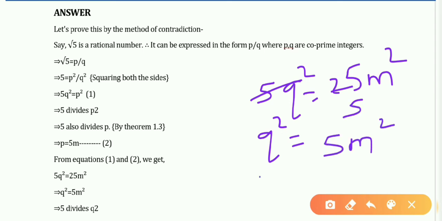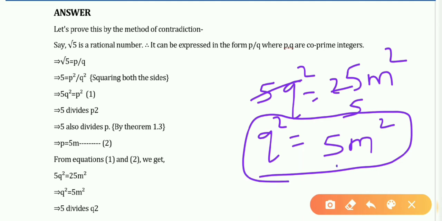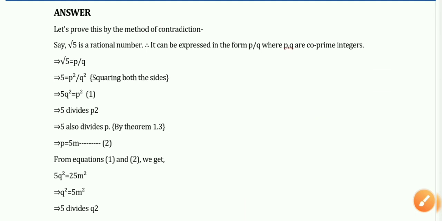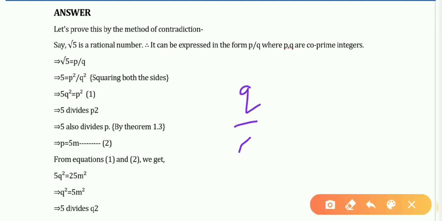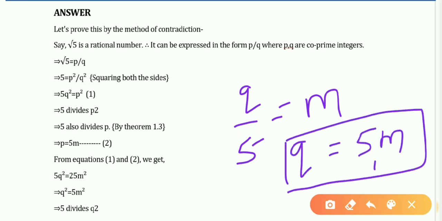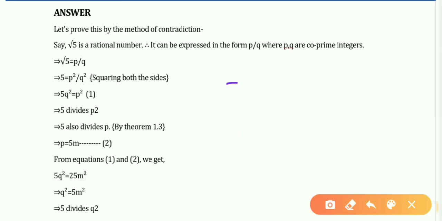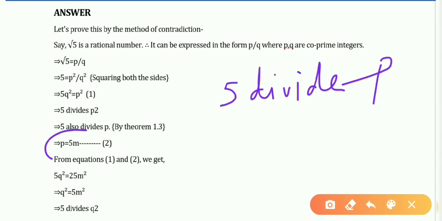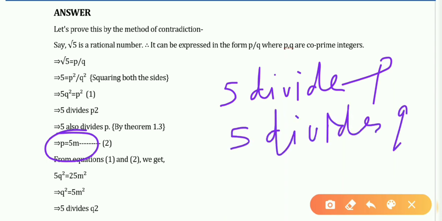Now students, what does this mean? This means 5 divides q square, which means 5 divides q also. And if 5 divides q, this means there exists an integer m, and I can write q is equal to 5m. So students, here 5 divides p and 5 divides q. If 5 divides p and 5 divides q, what does this mean? This means 5 is a common factor.